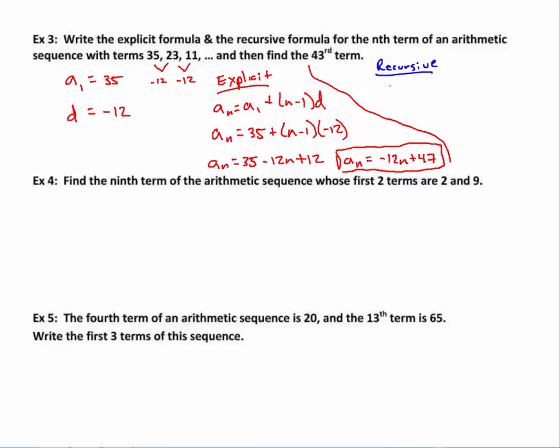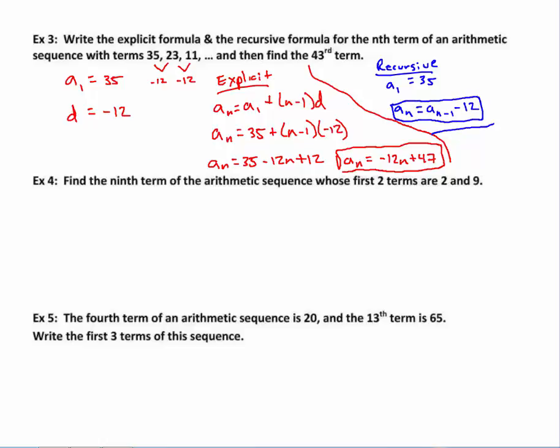Remember, we know that a sub 1 equals 35. And we know that our common difference is minus 12. So we could find any place we wanted, a sub n, if we knew the number that came before it, a sub n minus 1, and we subtracted 12. So that's our recursive formula.